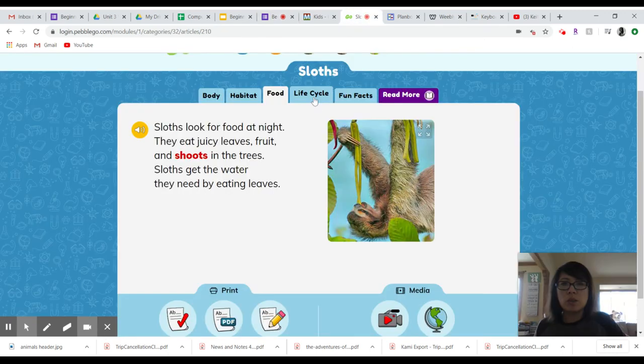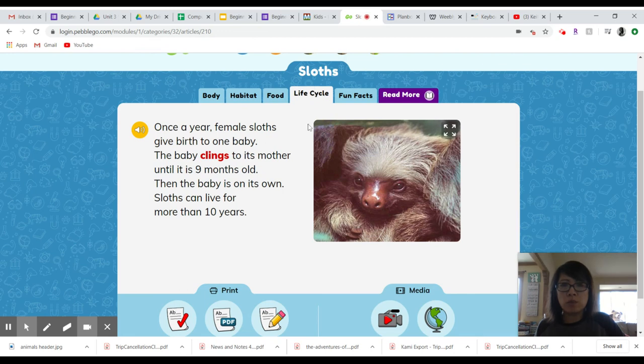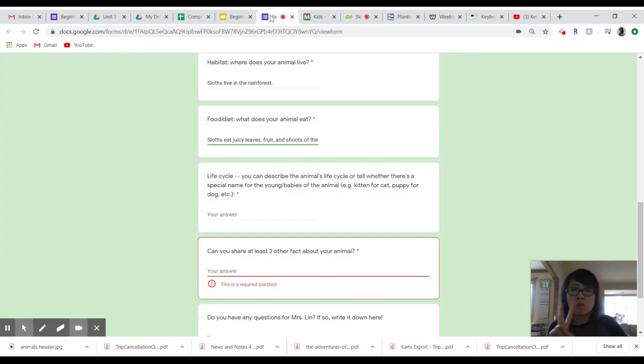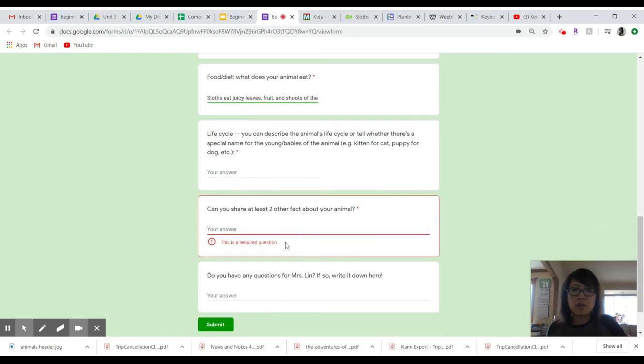Again, in the life cycle section, you might just briefly describe their life cycle, or even just tell me a fact, like how long they can live. Maybe if they have a special baby name, right? Just any little fact. You don't have to write a whole paragraph. And then, of course, you can go to the fun fact section and grab a fact to put in, or grab two facts for this last section here, where you have to share two facts about your animal. Okay, when you're done, remember you can click submit and I'll get a copy of your answers.